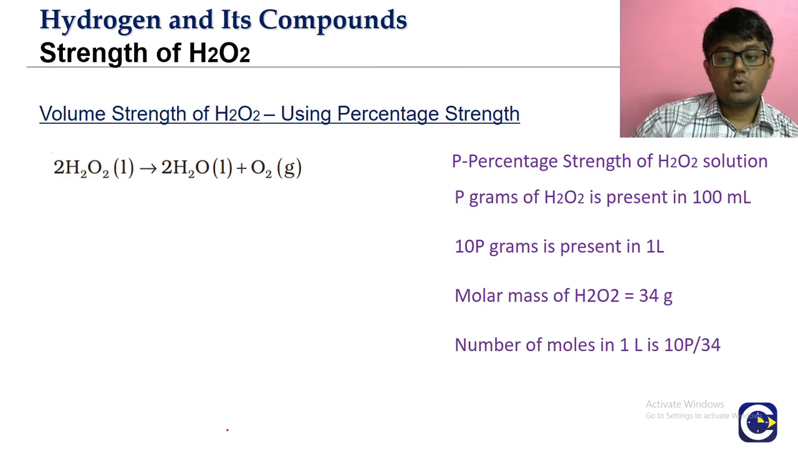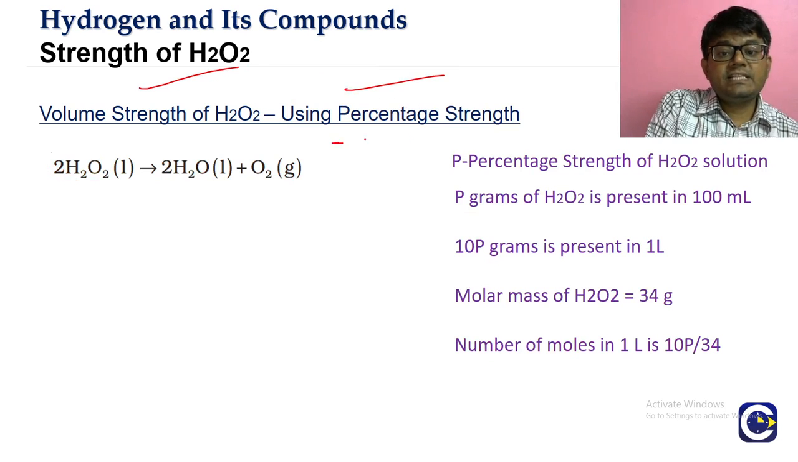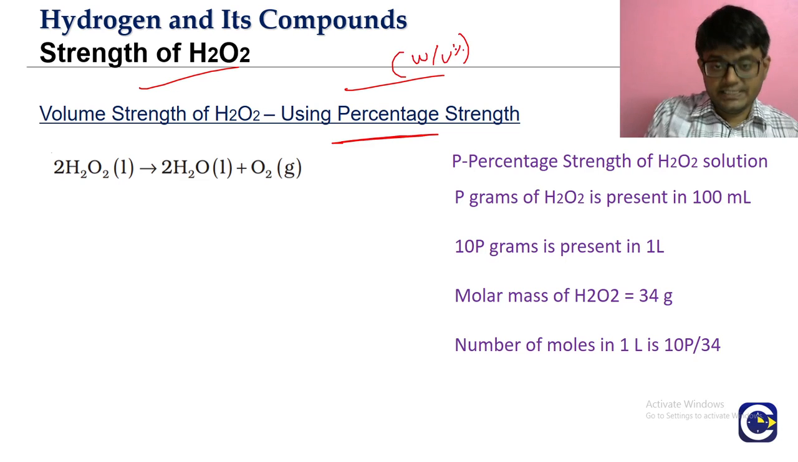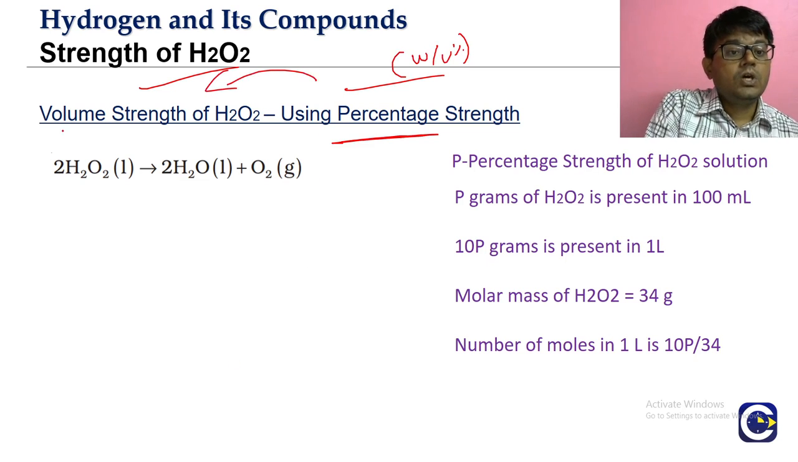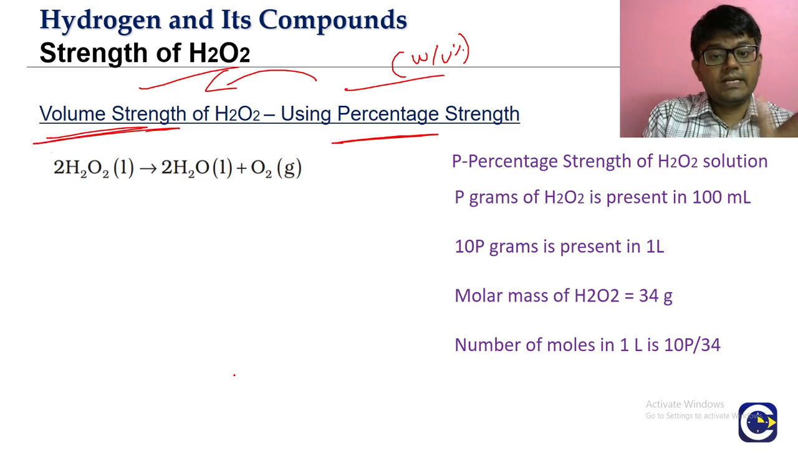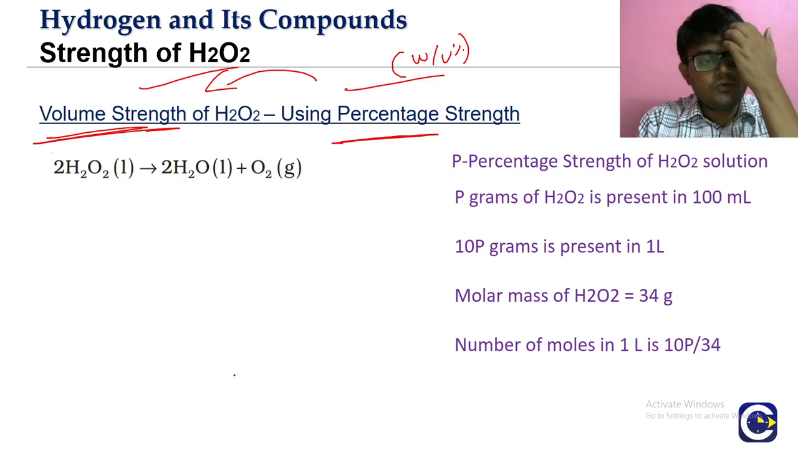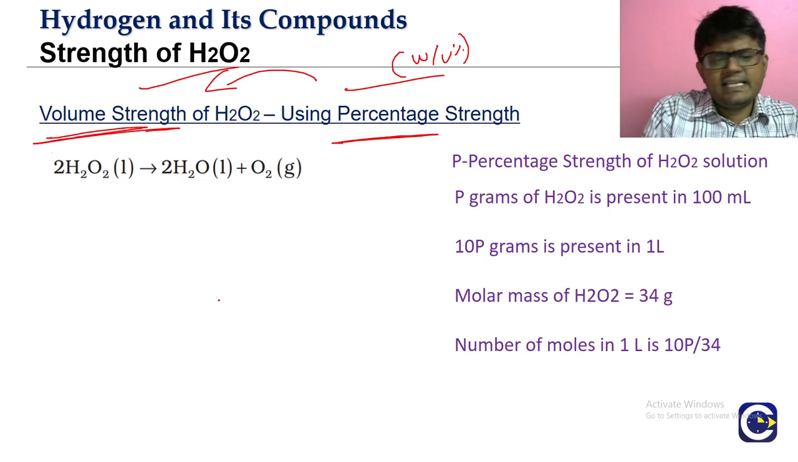Next, we will go to the other conversion. What is it? The percentage strength. Percentage strength means it is weight by volume percentage. We have to convert this into the volume strength. Always we are trying to convert everything into what? Volume strength. Okay.